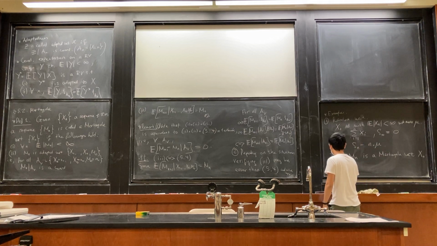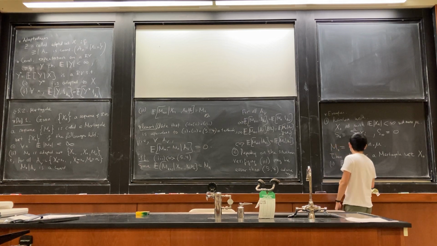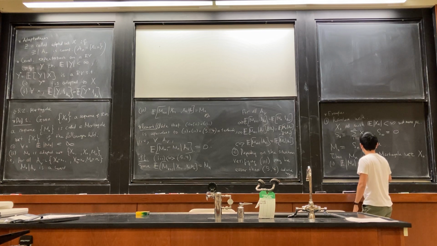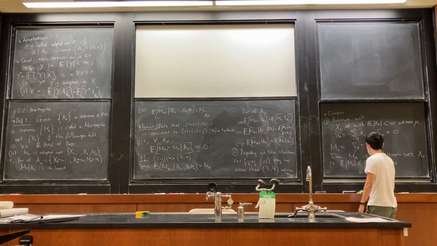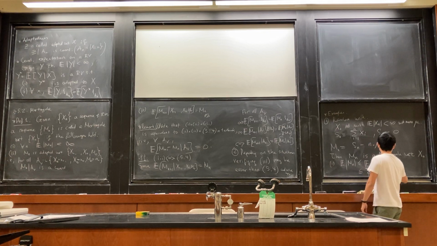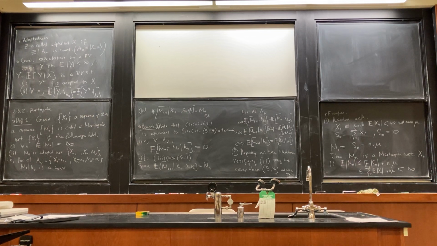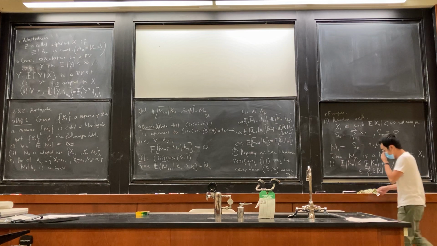So condition 1 is clear. The expected value of the absolute value of M_n is the expected value of S_n minus n times mu, and this is less than the summation of the expected value of X_i, i from 1 to n, plus n mu, which is finite. Here I'm using the triangle inequality, so not really difficult. Typically conditions 1 and 2 are pretty straightforward, just a routine computation.